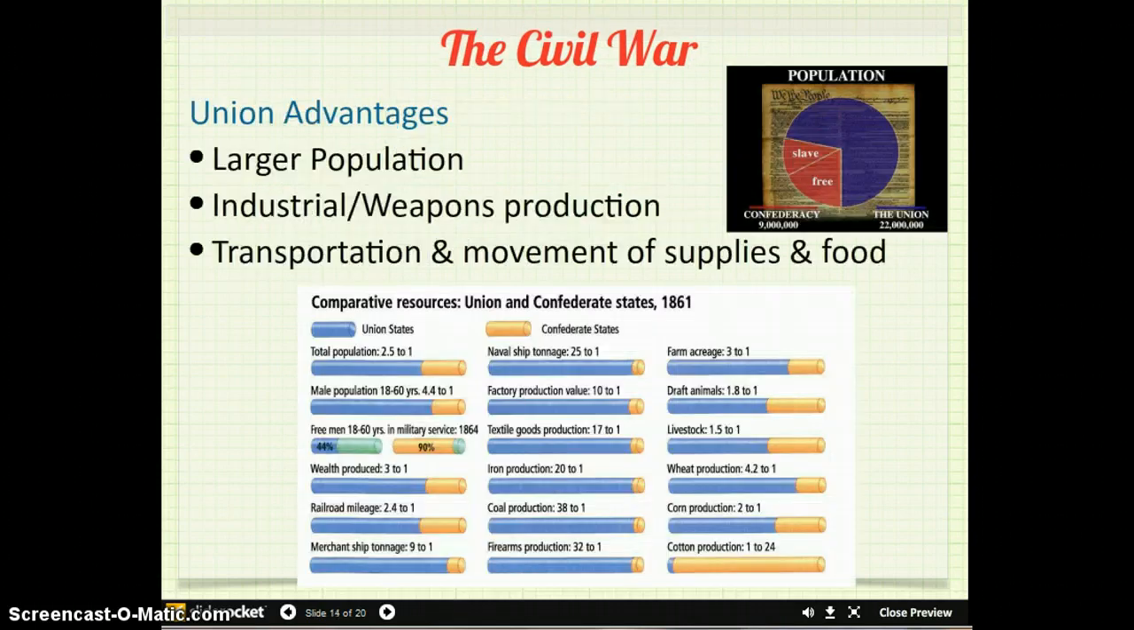The Union had many advantages that helped it to win the Civil War. First, a larger population. Second, industrial weapons and production. And then finally, transportation of the movement and supplies.